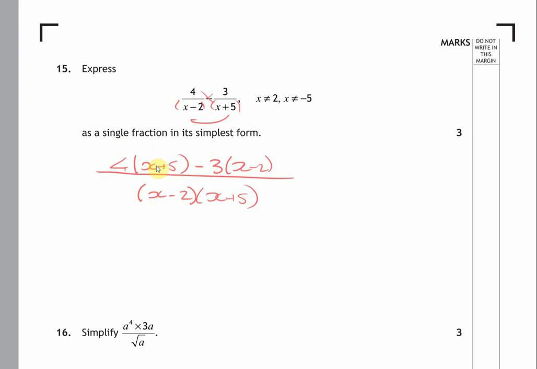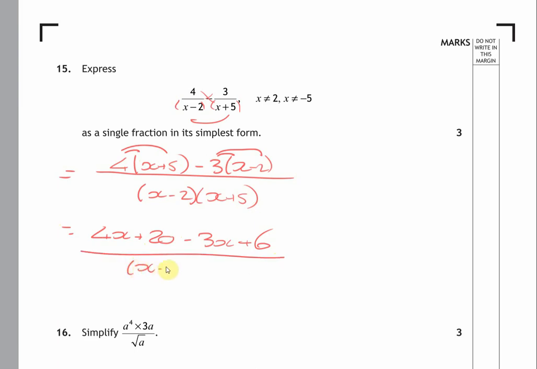There is no need just now to multiply this out, because that is technically in its simplest form. If we multiply this out, we would have to put it back into the two brackets. So all we now need to do is multiply out these brackets on the top and collect the like terms. Here we get 4x plus 20 minus 3x plus 6, because minus 3 times minus 2 will give us plus 6, and that will all be divided by x minus 2, x plus 5.